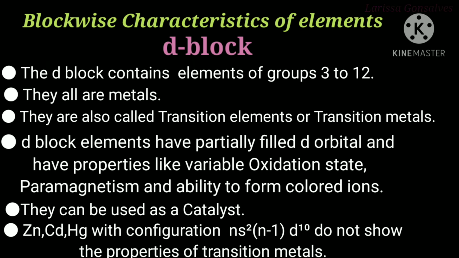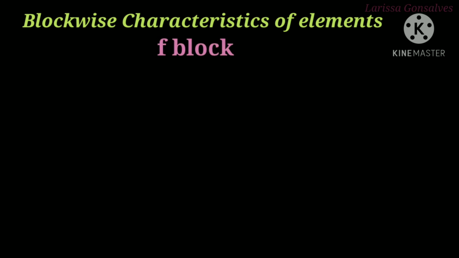Zinc, cadmium, and mercury have the electronic configuration ns2 (n-1)d10. So here you can see that the s is completely filled with 2 electrons and d is completely filled with 10 electrons, and that is why these three elements do not show the properties of typical transition metals. All other d block elements show the properties of variable oxidation state, paramagnetism, and the ability to form colored ions, except for zinc, cadmium, and mercury, because they have completely filled s and d subshells.